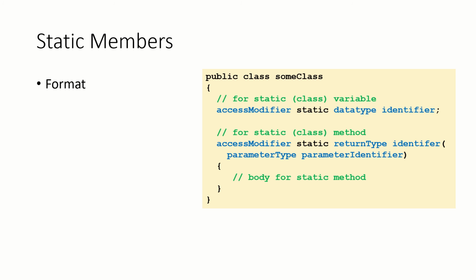Let's take an example. So first, you can create a static instance variable, and the method. In this example, if we want to create the static variable, we just put static over there. Static with the method.